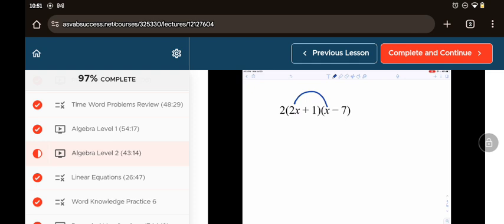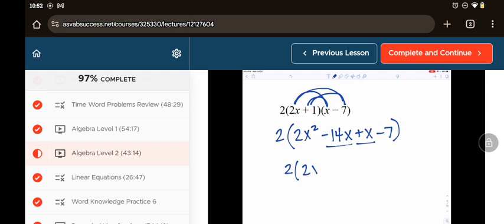So let's get started. First times first, 2x times x is 2x squared. Outer, 2x times -7 is -14x. Inner, positive 1 times x is positive x. And last, positive 1 times -7 is -7. So I'm still going to put this whole thing in parentheses and put a 2 up here so I don't forget to multiply. So now in here, I can combine like terms.